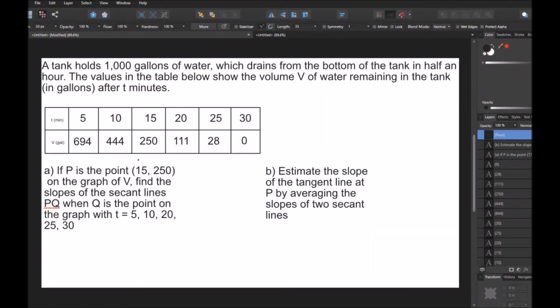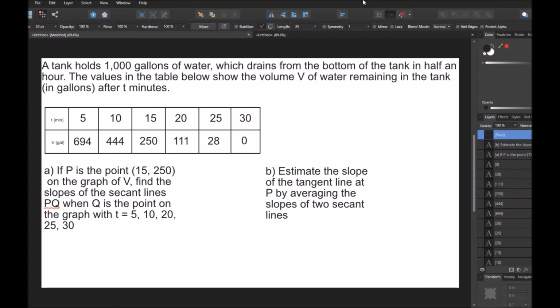Okay, so in this first question, we are told that a tank holds 1,000 gallons of water, which drains from the bottom of the tank in half an hour. The values in the table below show the volume V of water remaining in the tank in gallons after t minutes. And this is a two-part question. In the first part, they say that if P is the point (15, 250) on the graph of V, find the slopes of the secant lines PQ when Q is the point on the graph with t equals 5, 10, 20, 25, and 30. So really in this first part we're going to be finding the average rate of change at 5 different points. So it's really like six questions, 5 in part A and 1 in part B. And in part B we have to estimate the slope of the tangent line at P by averaging the slopes of the two secant lines.